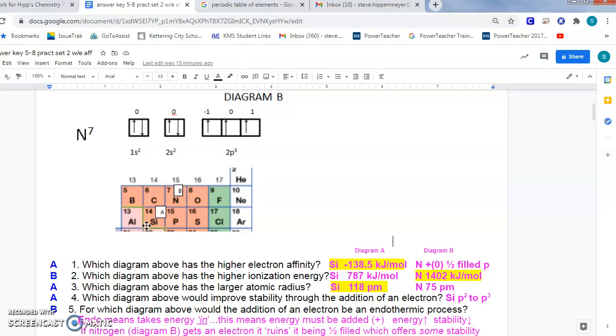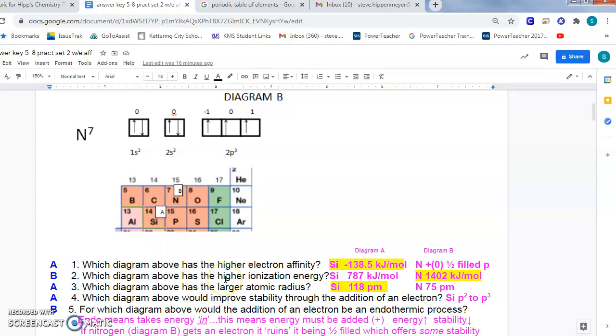The shielding effect says that the inner level electrons get in the way of the pull of the nucleus on the outer level. So the more levels you have, the more sublevels you have, the more stuff on the inside of the atom, the more blockage you're going to have of the pull of the nucleus on the outer level. The inner levels shield the pull of the nucleus on the outer levels.